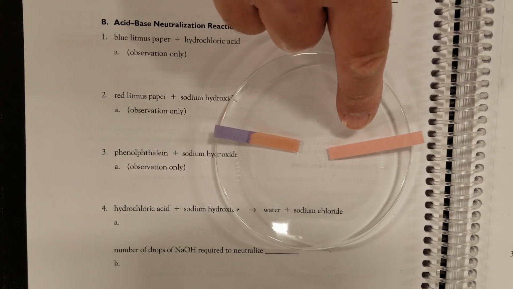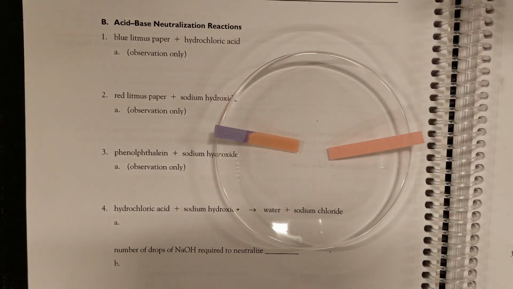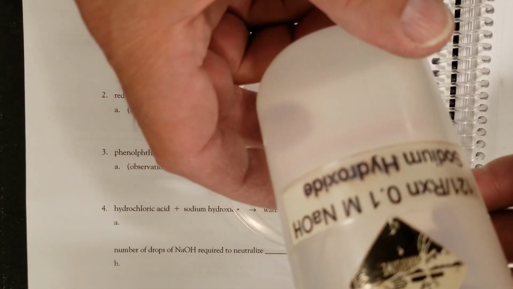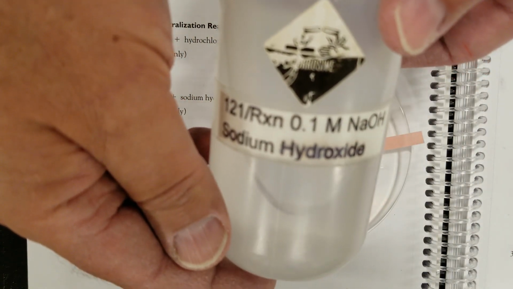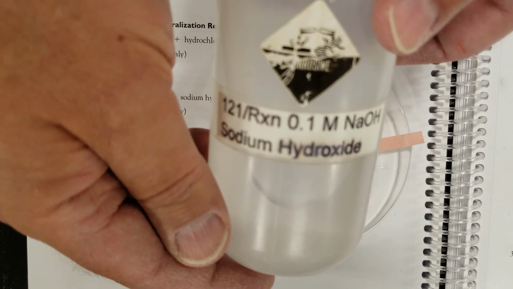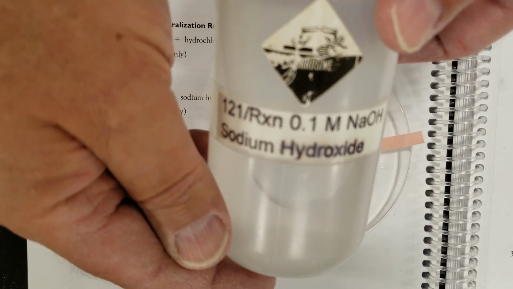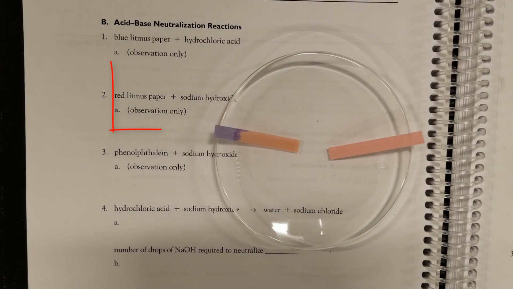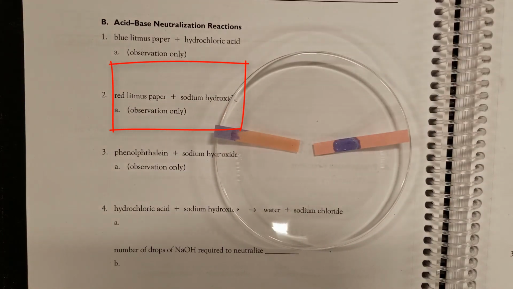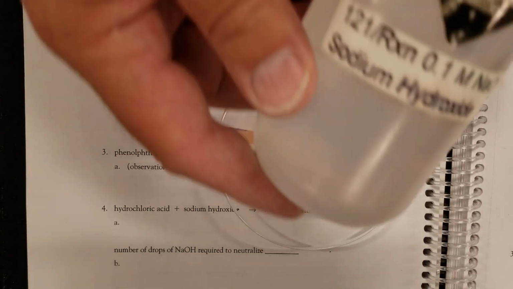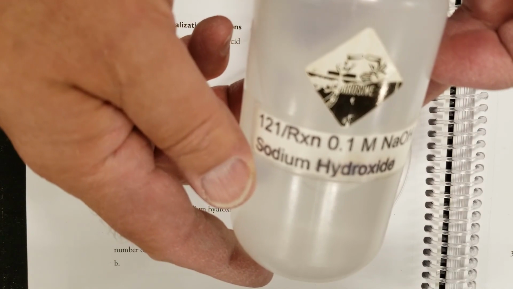Now, over here we have red litmus paper, and I'll add a drop of sodium hydroxide. You should know from lecture that sodium hydroxide is a pretty strong base. So we'll add a drop of the base to the red litmus paper, and you see how that makes the litmus turn blue. So if something takes red litmus and makes it turn blue, that something happens to be a base.